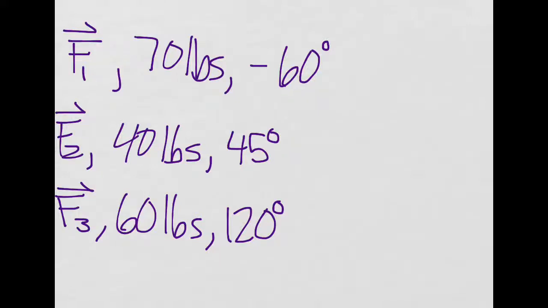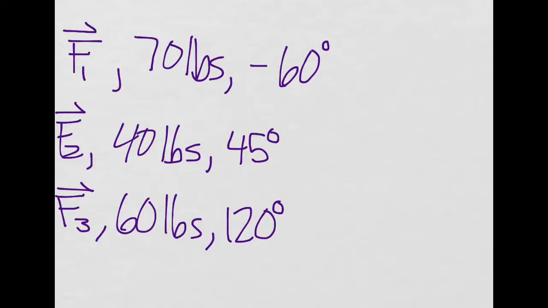Okay, so here's a problem to help you with the trig and vector unit extension problem. We have three forces all acting on the same object with different magnitudes and different angles. And we want to determine what is the resultant of these three forces. So the first thing we're going to do is draw a free body diagram.